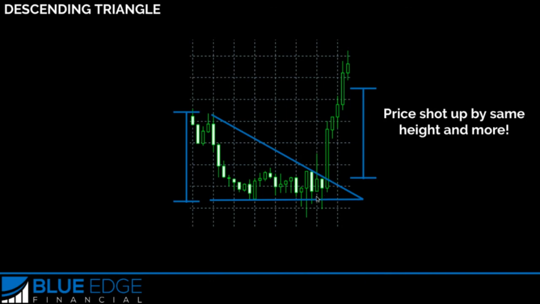So the buyers took control, it bounced off of that support line, and it shot up this way. You can see here it went about the same distance as the height of the triangle here as well. So you can put your take profit here. And then, of course, since you're going to buy, you can put your stop loss down here below this descending triangle, in case it fakes out and goes down this way, so you're stopped out as soon as you can.